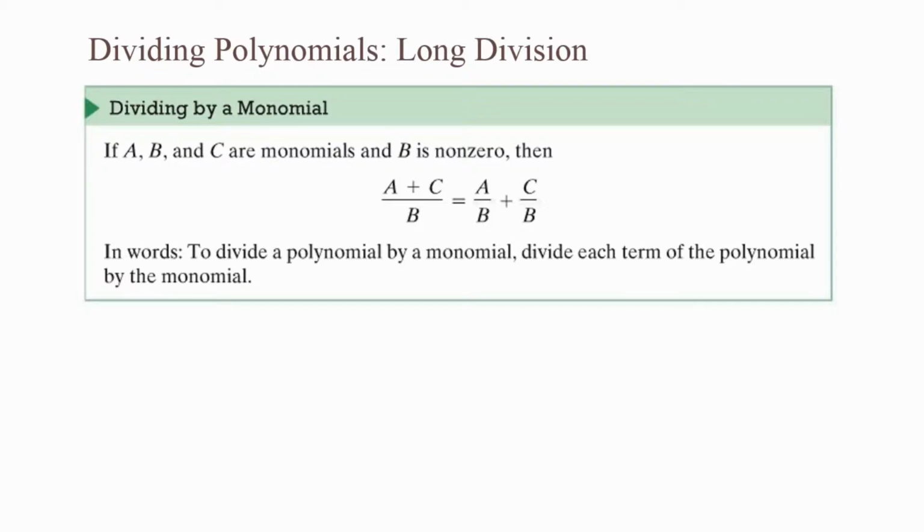Dividing polynomials, long division. Dividing by a monomial. If a, b, and c are monomials and b is non-zero, then a plus c divided by b is equal to a divided by b plus c divided by b. In words, to divide a polynomial by a monomial, divide each term of the polynomial by the monomial.